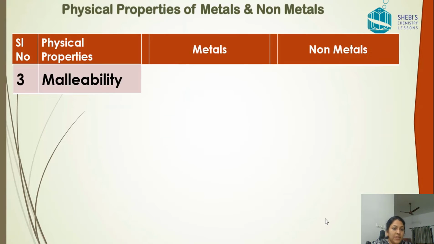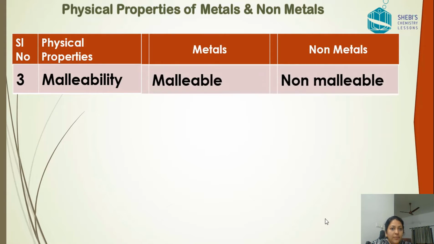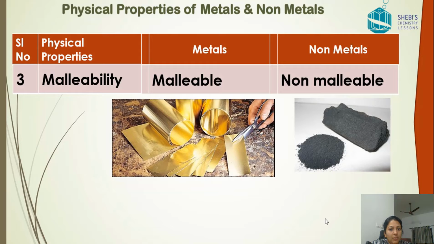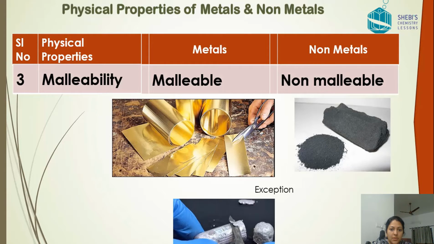Moving to the third physical property, malleability. Malleability means the ability of an object to be made into thin sheets. So metals are malleable while non-metals are non-malleable. For example, see here, we can make thin sheets of gold. In the picture you can see non-metals are non-malleable if we try to hit them. They will become powder. Here also exceptional cases are there. In the case of sodium, sodium is a very soft metal which is non-malleable.